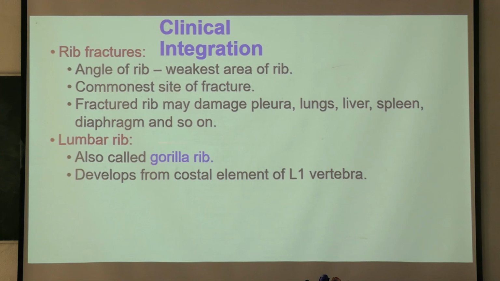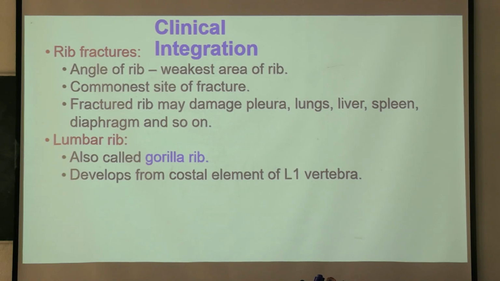Lumbar rib, also called gorilla rib, develops from the costal element of L1 vertebra. Okay, there are no such symptoms like the cervical rib. Cervical rib is important because it may compress important vessels and nerves like this. That's why there will be symptoms in cervical rib.